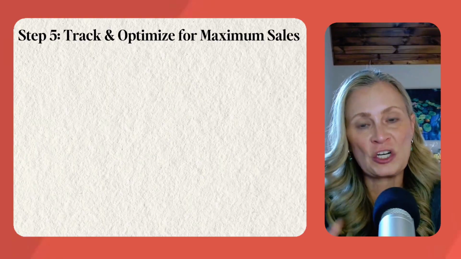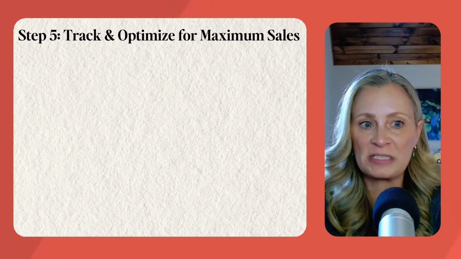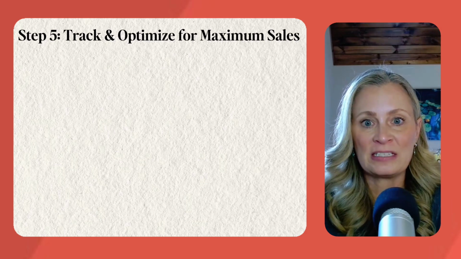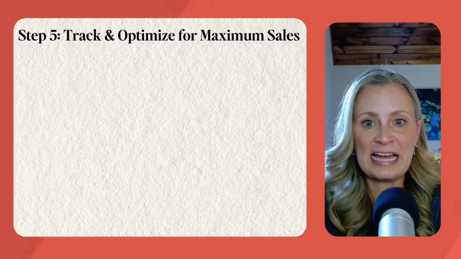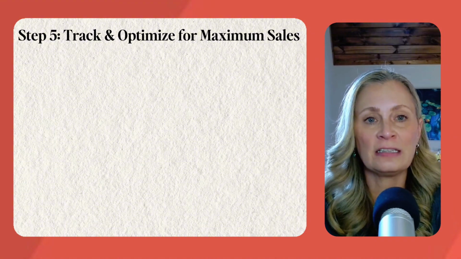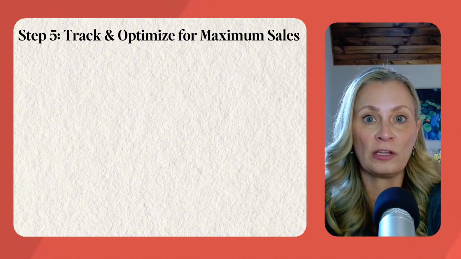Okay, next up is step 5. This is where you want to track and optimize for maximum sales. That's really the final step in your automation, is that you really want to analyze the data and then make those small tweaks that really are necessary to lead to the massive improvements that you're looking for.